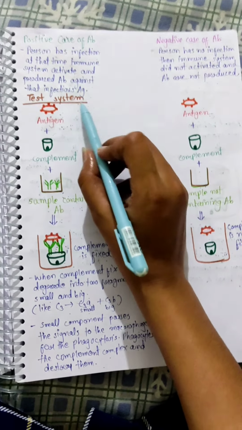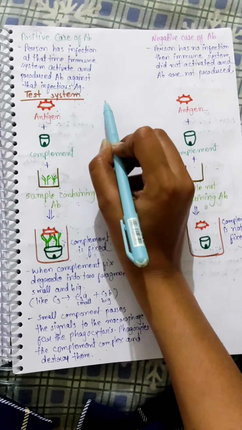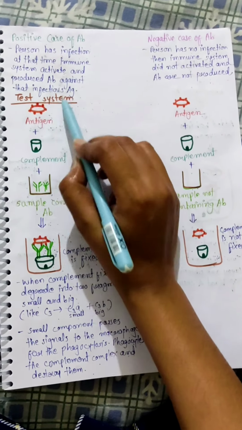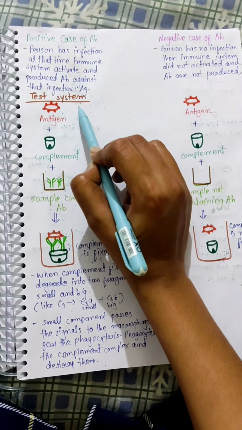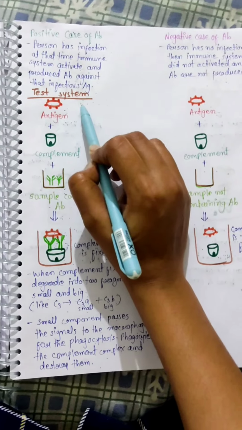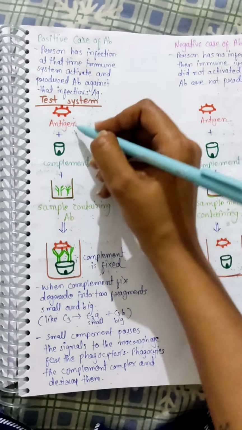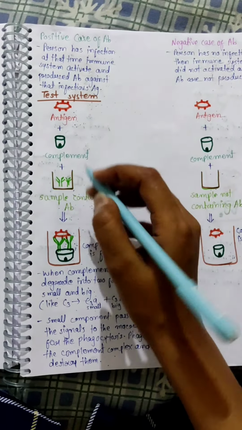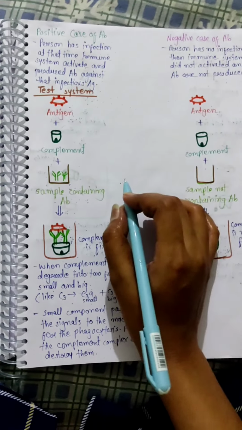There are two systems. First is the test system and the other is the indicator system. In the test system, the test sample is used. But the indicator system indicates whether the antigen-antibody complex is formed or not in the test system.